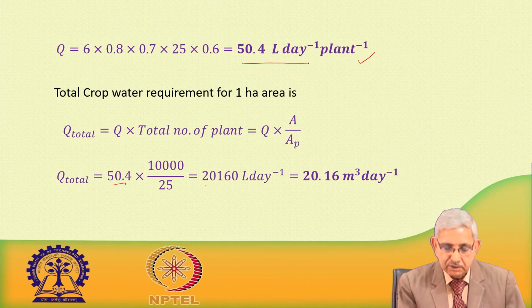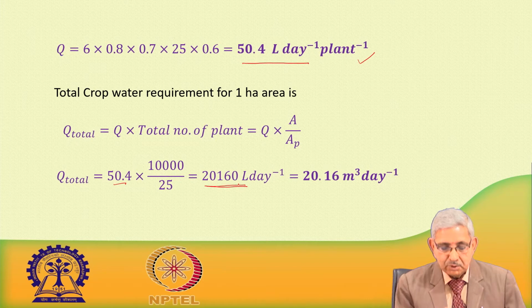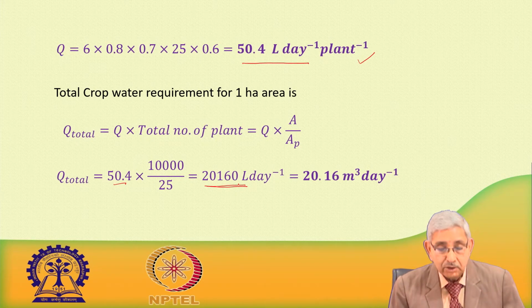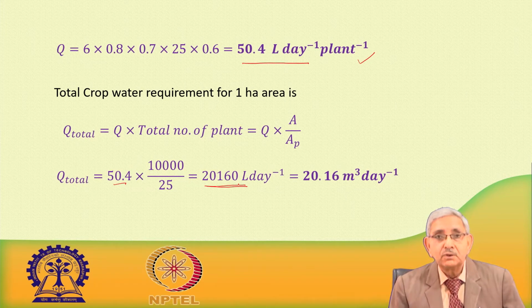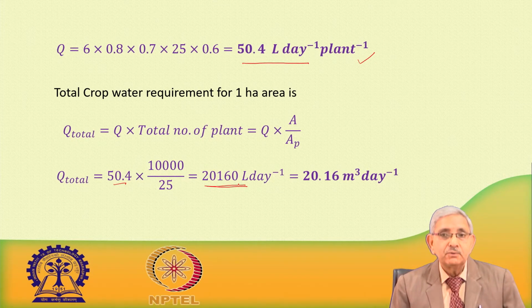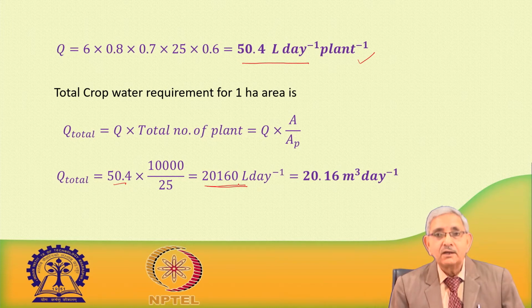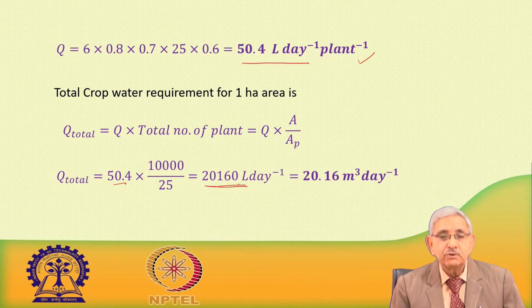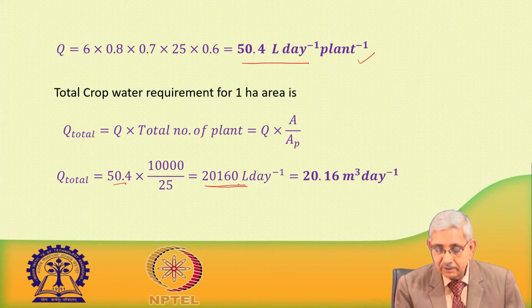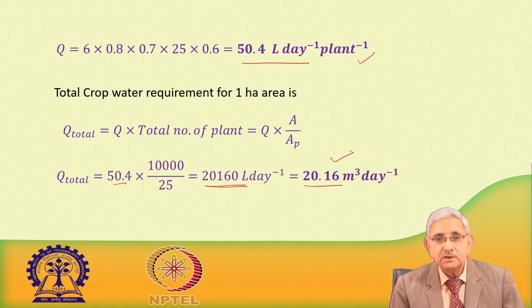So, this is the total water requirement per day for the 400 plants, because each plant is given 25 square meter area. So, it will be 400 plants. So, one day itself this much amount of water is required. So, this is the answer of this question.